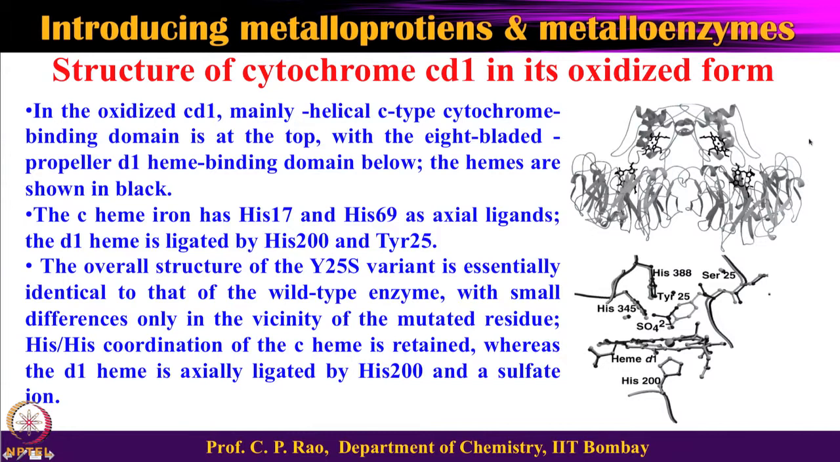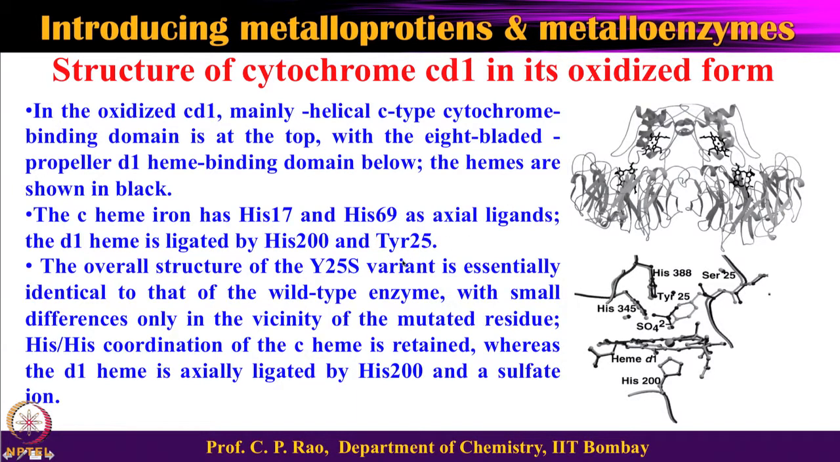Okay, and if you now look at the close proximity, how do you find which is cytochrome c type and which is d type? You look at the binding. The binding of histidine 17 and histidine 16 as axial ligands will qualify the cytochrome c, and in the other case, the cytochrome d will have histidine 200 and tyrosine 25.